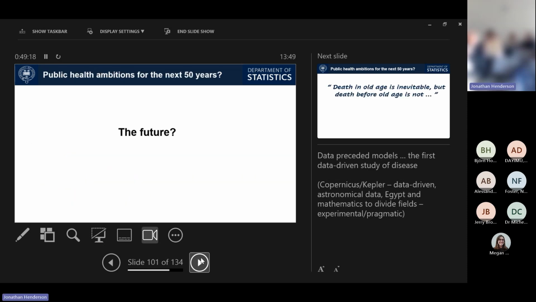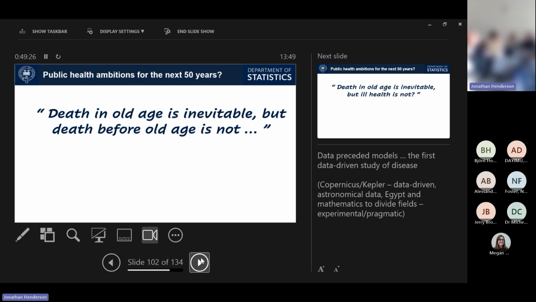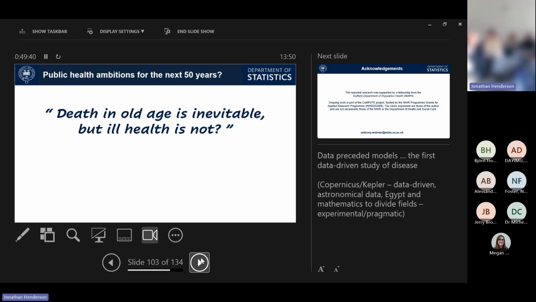So what about public health? So, last two slides. Richard Doll famously once said that death in old age is inevitable, but death before old age is not. Well, I think I agree with him that death in old age is inevitable. I don't see much way past that. But as an ambition for the next 50 years or so, perhaps ill health is not. And if we can identify the main causes of poor health and eliminate them, perhaps that's what we should be aiming to do over the course of the next 25 to 50 years.